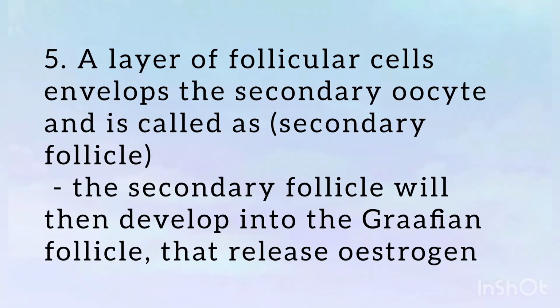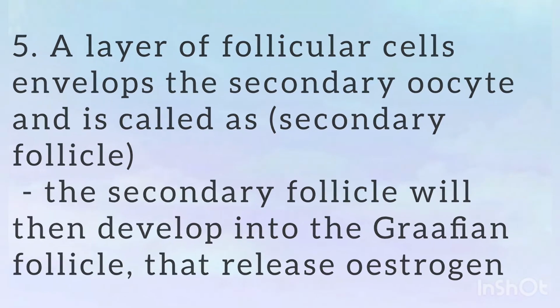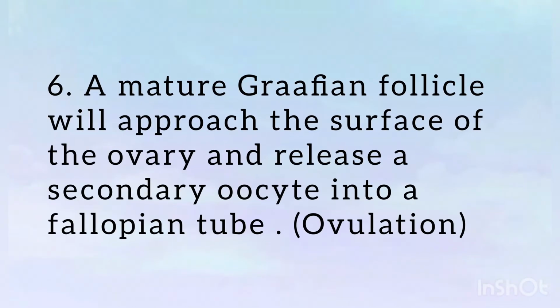A layer of follicular cells envelops the secondary oocyte and is called the secondary follicle. The secondary follicle will then develop into the Graafian follicle that releases oestrogen, which is a hormone that maintains female characteristics. A mature Graafian follicle will approach the surface of the ovary and release a secondary oocyte into a fallopian tube, which is the ovulation process.